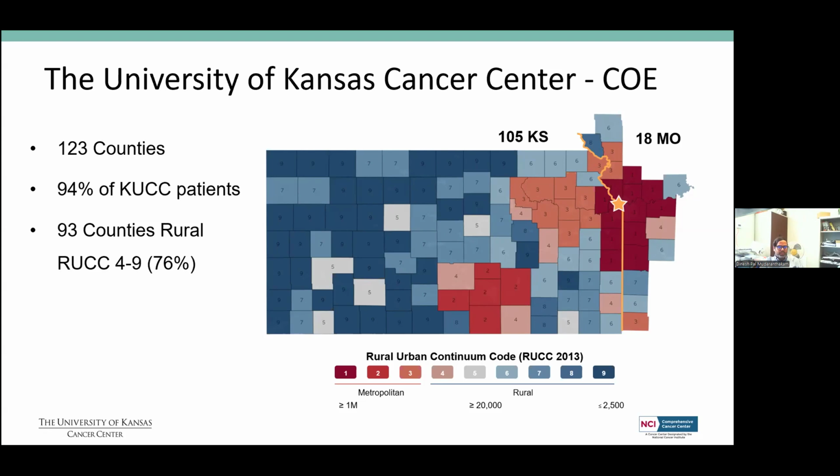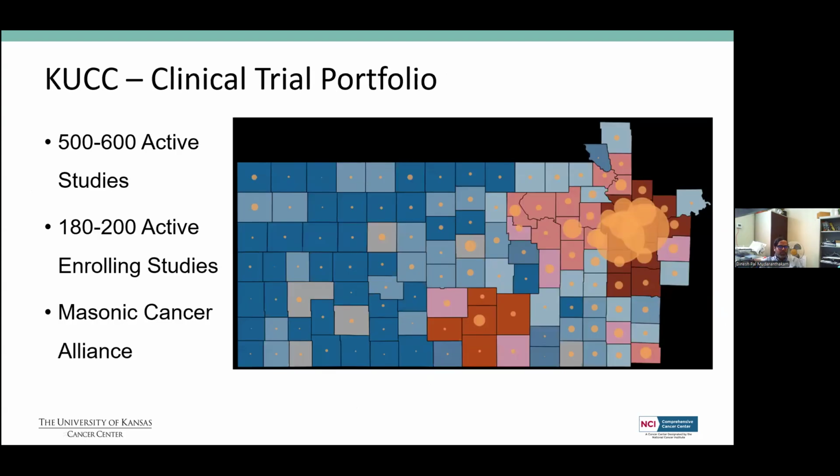So 93 counties among these 123 counties are deemed as rural based upon the RUCC codes. As you can see, the darker red here is urban, and anything in blue or white is all rural area. So we serve a large rural population. So we are a medium cancer center where we have numerous clinical trials that are ongoing. So on an average at any given time point, we have 500 to 600 active studies. And when I say active, either they are actively enrolling or in follow-up stage.